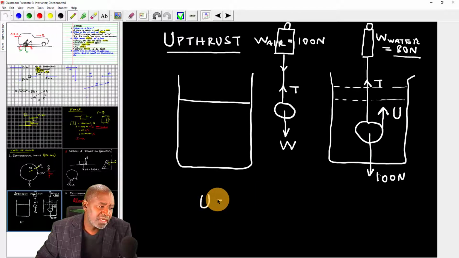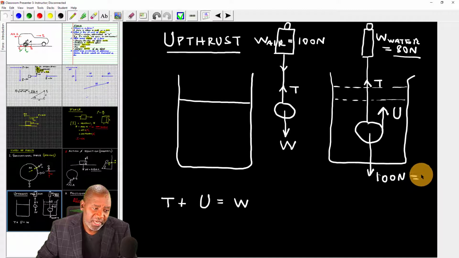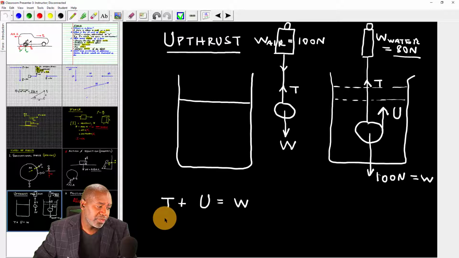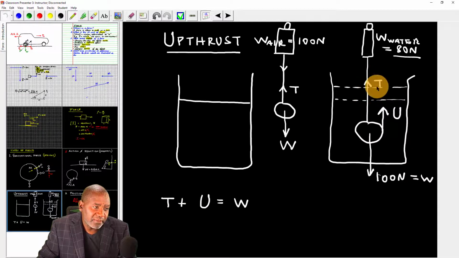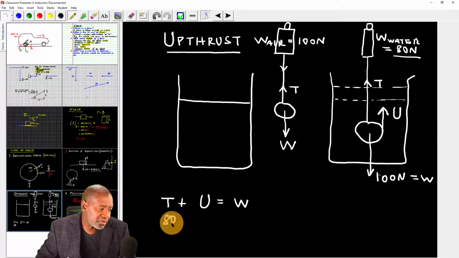So upthrust is usually calculated like this. You can say that the sum of upward forces, which is tension plus upthrust, is equal to the weight of the object in air. Like that. When you rearrange, the tension here is 80 newtons. The weight in air is 100 newtons.